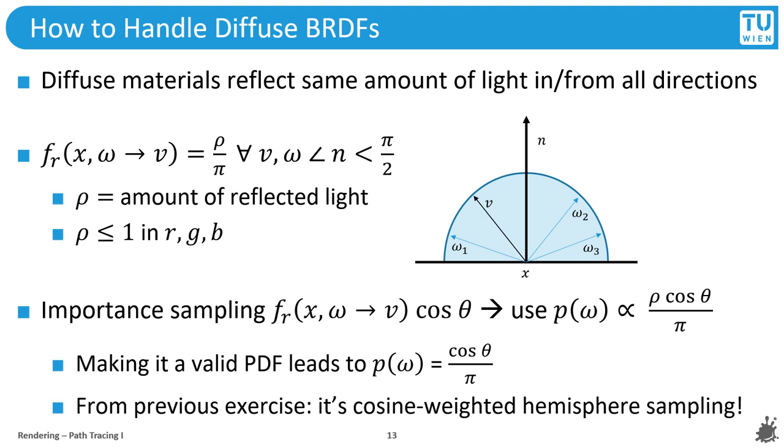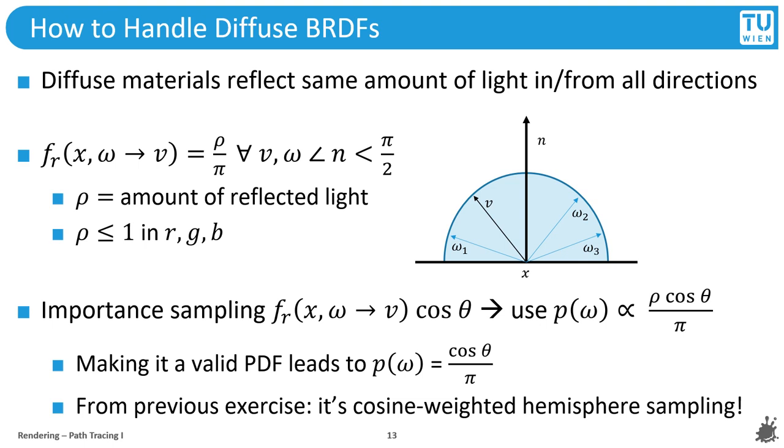Let's quickly check how we could implement a diffuse material with importance sampling. Let's consider a material with a diffuse color rho. Color means that the RGB values of rho tell us how much of the light in each channel is reflected. Those values must be less than 1. Due to energy conservation and the definition of rho, we know that the integral of the BRDF times cosine of theta over the whole hemisphere must equal rho in each color channel.